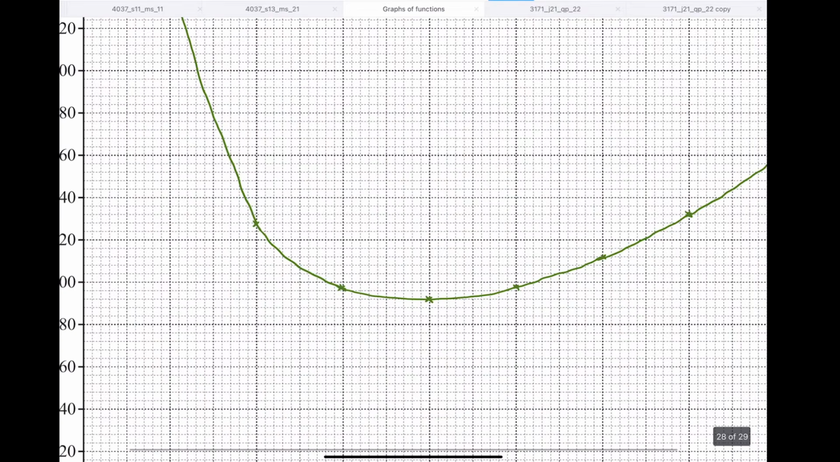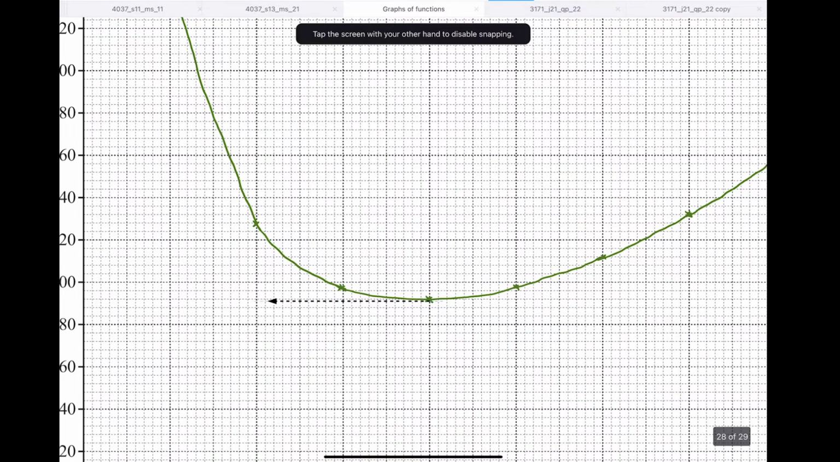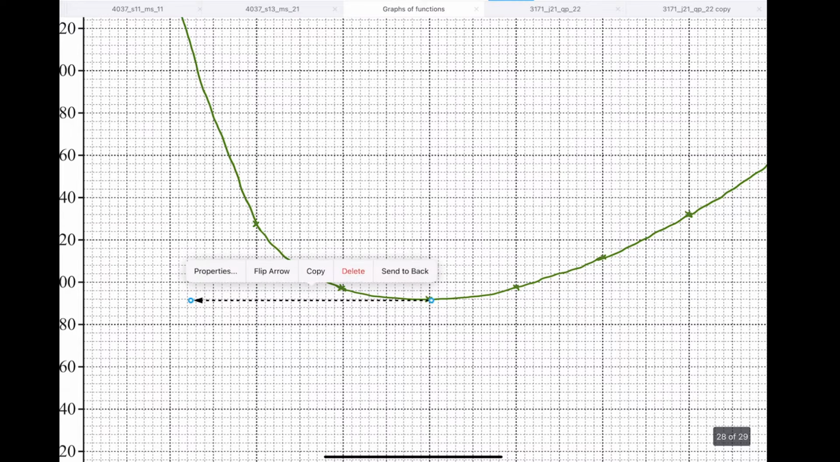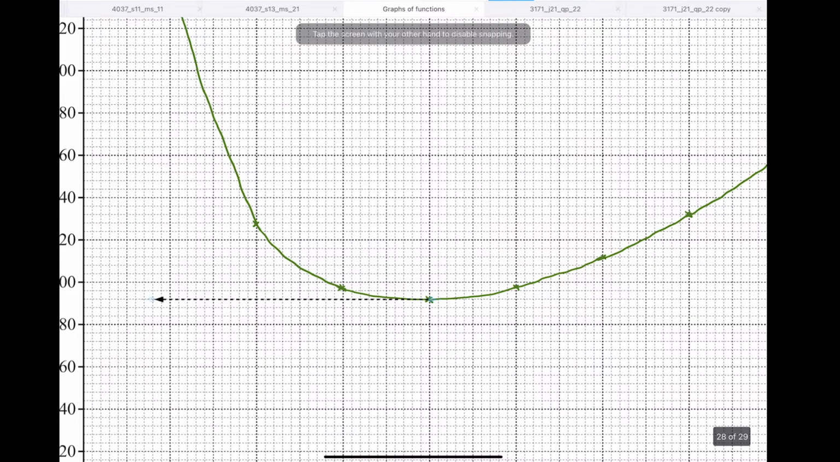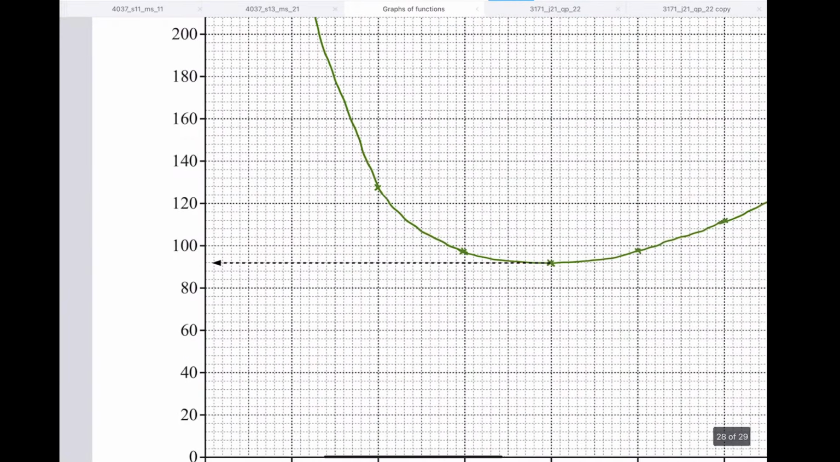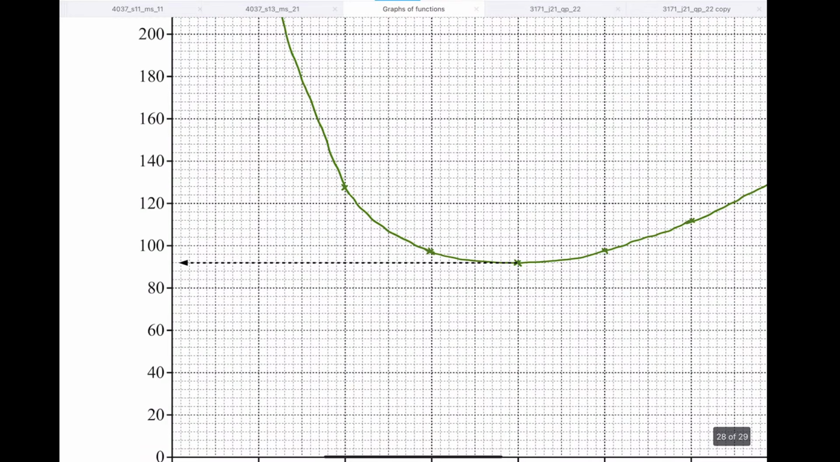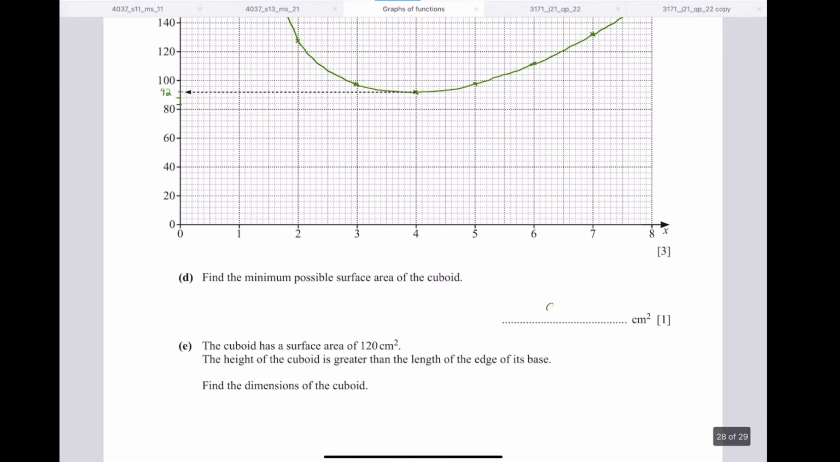Now, if you look at this curve, you can see that the minimum possible y value that we have is this. And what is this value? Let's see. Here, this is 84, 86, 84, 88, 92. So the minimum possible surface area that we have is 92.